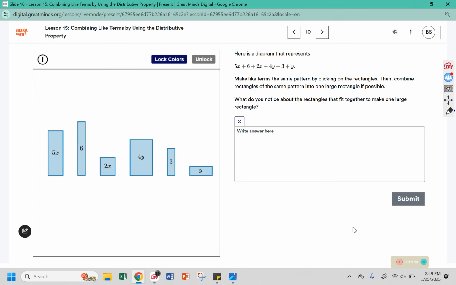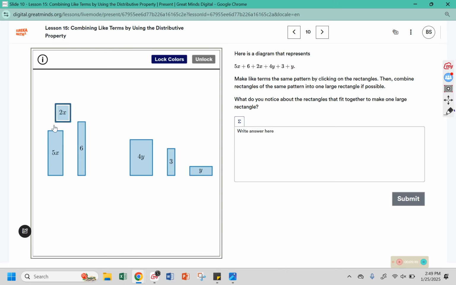Here's a diagram that represents 5x plus 6 plus 2x plus 4y plus 3 plus y. Make like terms the same pattern by clicking on the rectangles. Then combine rectangles of the same pattern into one large rectangle if possible. What do you notice about the rectangles that fit together to make one large rectangle?